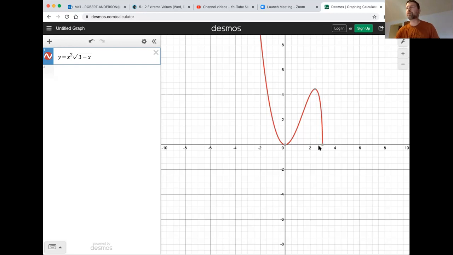You'll also notice that 3 is an end point. That shouldn't come as a surprise to us, because if I plug in anything bigger than 3 into my original function over here, I'll be taking the square root of a negative, which is an imaginary number and typically is not included in our domain. So I do have an endpoint at 3. Turns out that the math actually worked out, giving me a critical point at that point as well. So that's both an endpoint and a critical point.